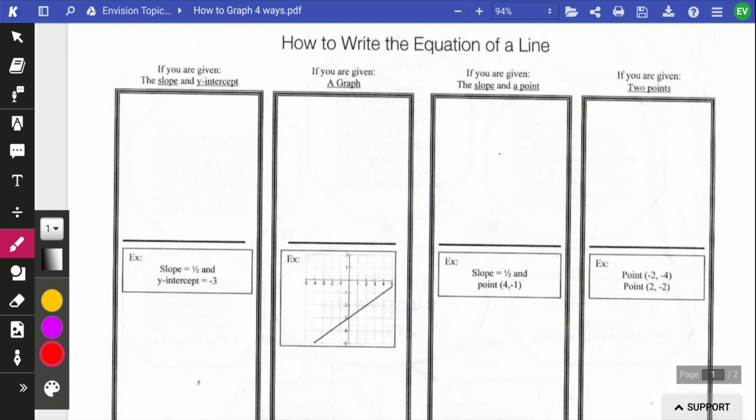For this video, we're going to talk about how to write the equation of a line. And there are 4 different ways we can do this. So the first thing you want to do is get out your notes, just like the one that I have pulled up here. Hopefully you have your graphic organizer at the ready. You also might have it on Kami as well.